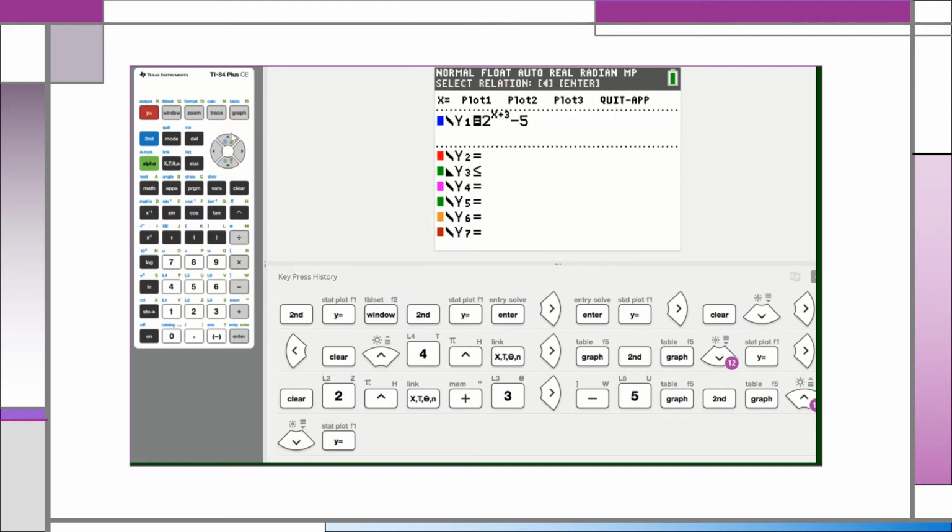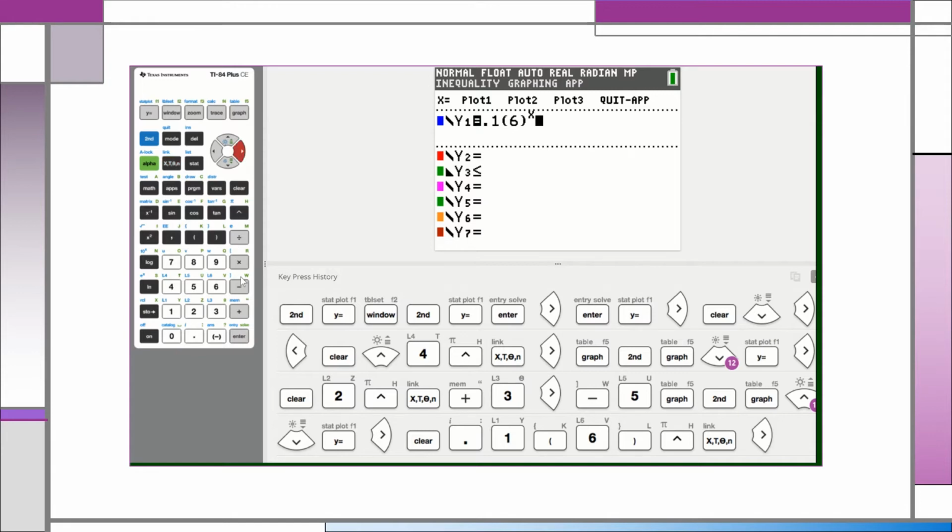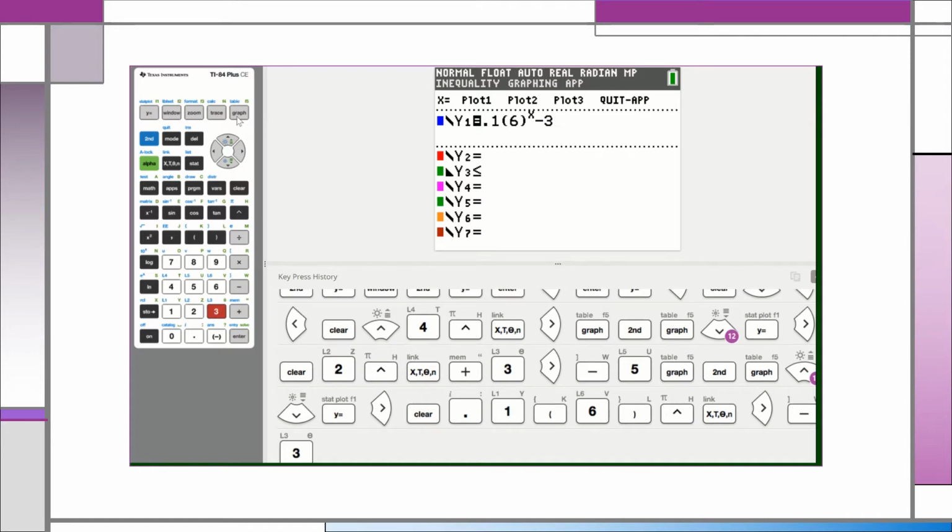Now that second function was 0.1. So I'm going to just put .1, a little bit lazy, didn't want to put the 0 in front of it. But I am going to put my 6 in parentheses because I want to make sure that it's not going to multiply that 0.1 to the 6 before I raise it to the power of x. And then I think we had a vertical shift down 3, if I'm not mistaken. Yeah. And let's take a look at that graph.